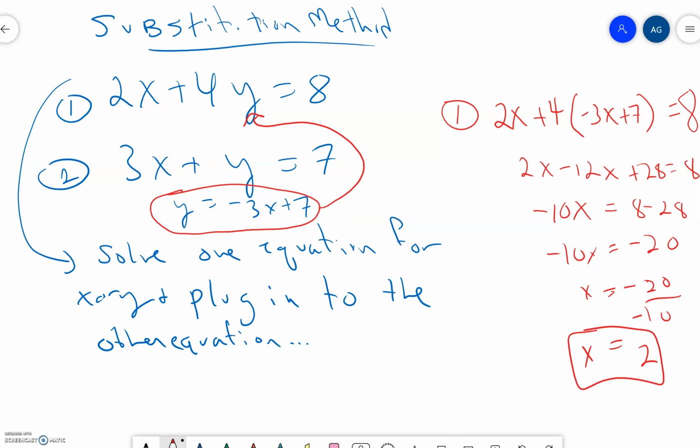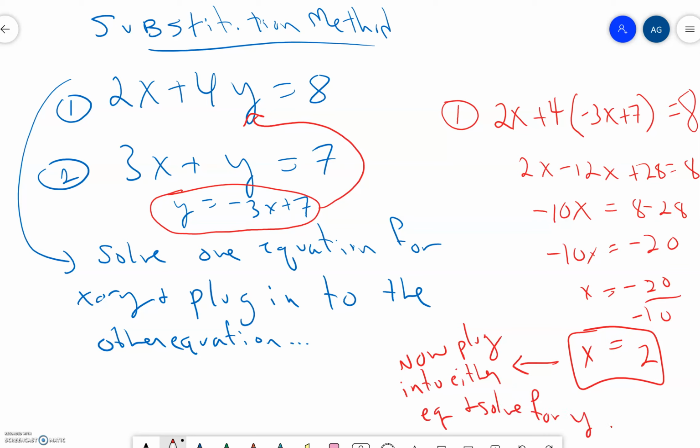So x equals 2. And so now what do we do? To finish the substitution method off, we take the 2 that we've gotten for x and we plug that, so I'll just write it here, so now plug into either equation and solve for y, because we know x, but now we need to get y.